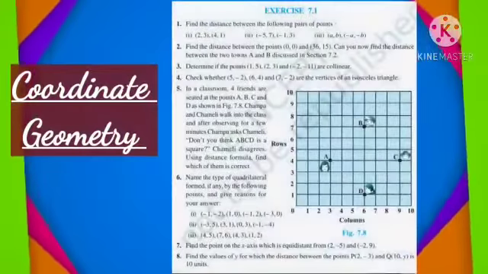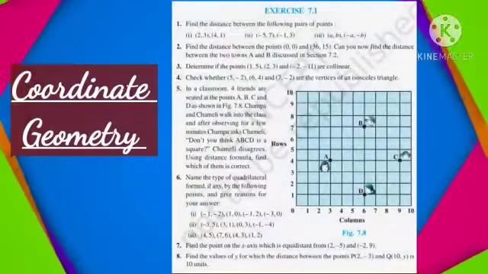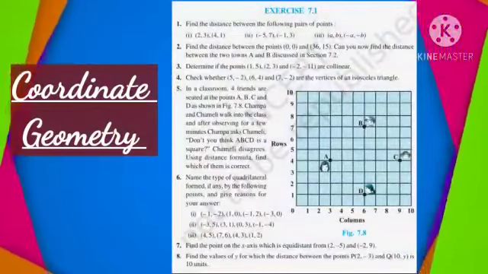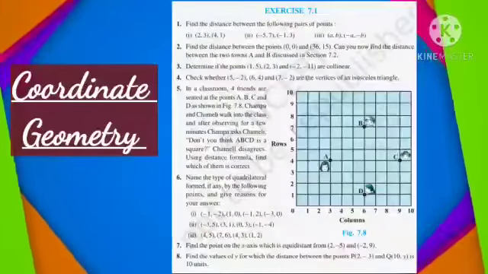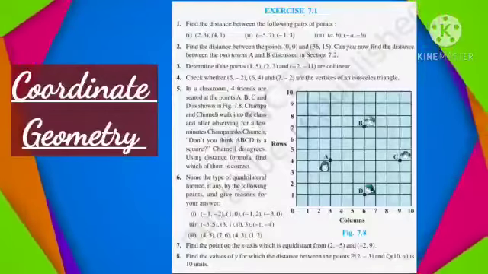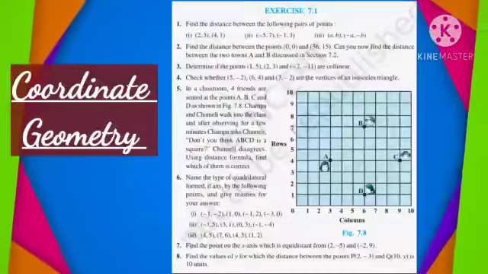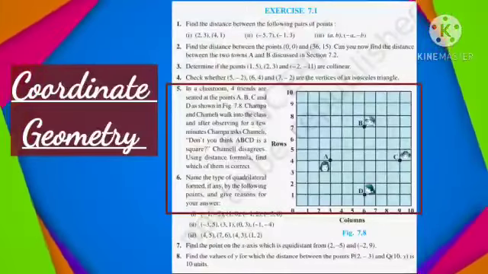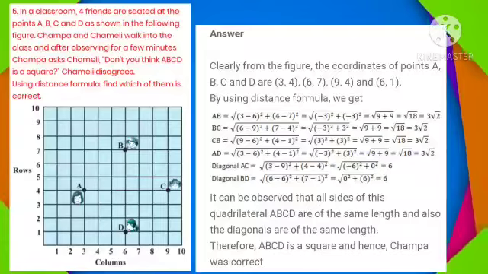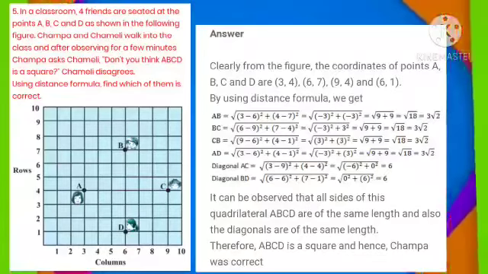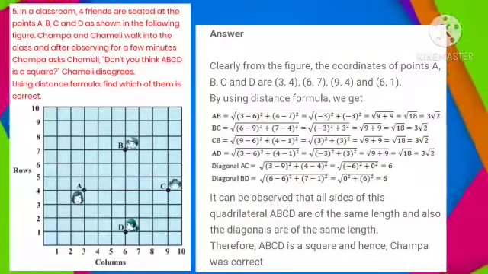Dear students of class 10, in the previous video we started to solve the questions of exercise 7.1 of chapter 7, that is coordinate geometry. In this video we are going to extend the discussion on solving questions from question number 5. So let us start. In a classroom, 4 friends are seated at points A, B, C and D as shown in the following figure.